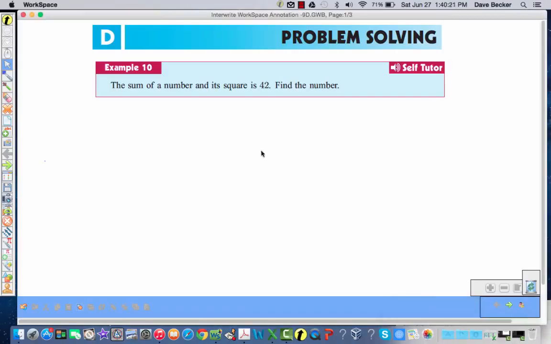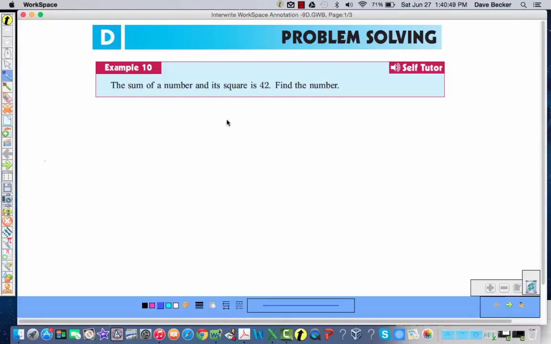Now, in your book, there is a list of steps for problem solving. I don't believe in steps because I think that you should look at a problem and just think about it. If you're memorizing steps, you're just wasting brain power and you're not learning to actually solve problems. We don't want people following recipes. We want people thinking.